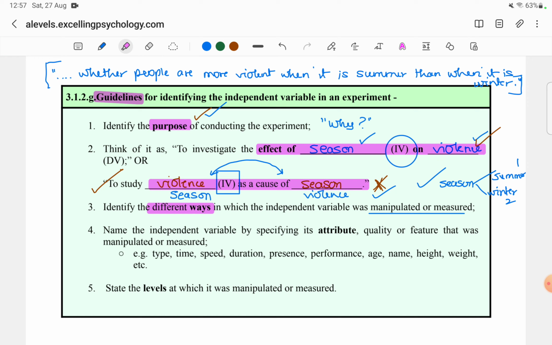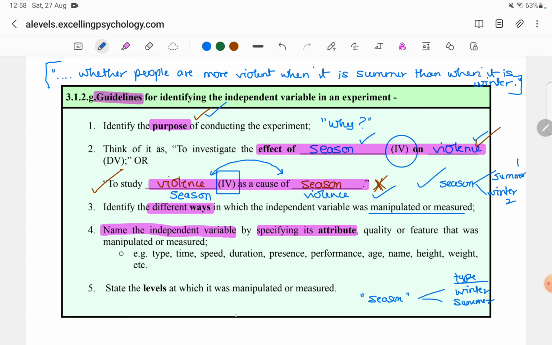But it is good practice, let me tell you, that whenever you name an independent variable, you should specify which attribute of it has been manipulated or measured by the researcher. See, let's take this example only, season. In this particular study, we can see the researcher has studied the type of season. So either he studied winter or summer. Is there anything else he could have measured about the season?